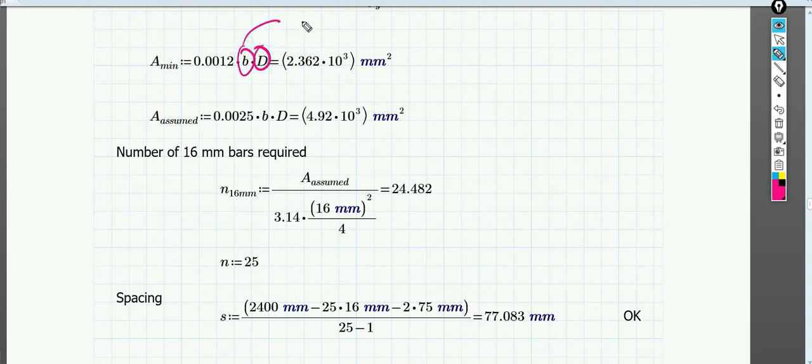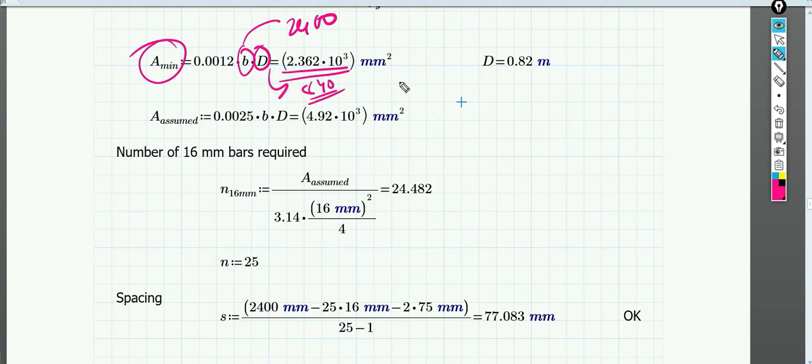So b is basically 2400, and D is the capital D we have assumed, which was 820 mm. So here the minimum steel required is around 2362 mm square. This much of steel is required as minimum steel. Basically the required steel is obviously more than the minimum steel.